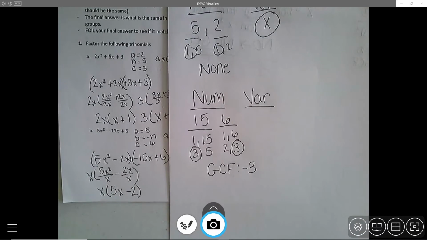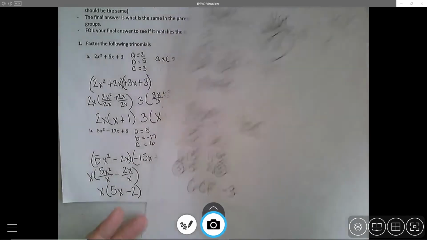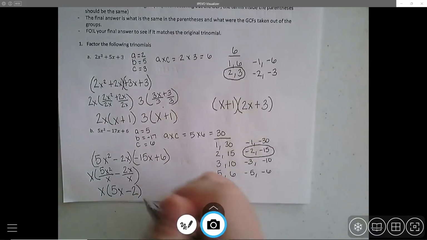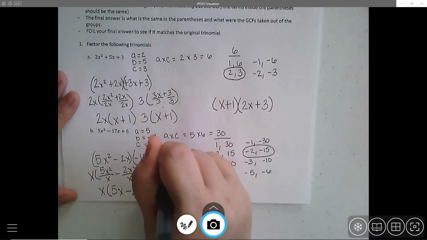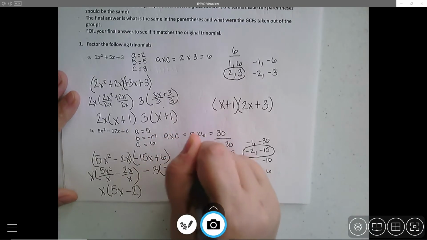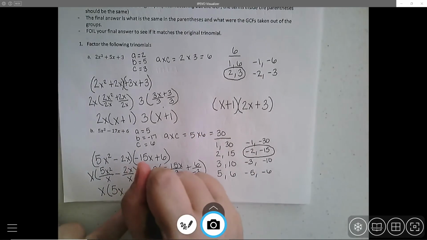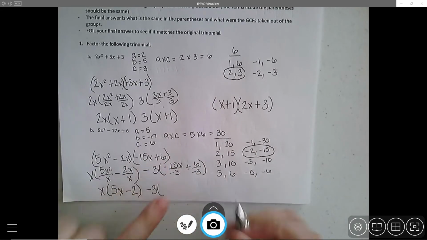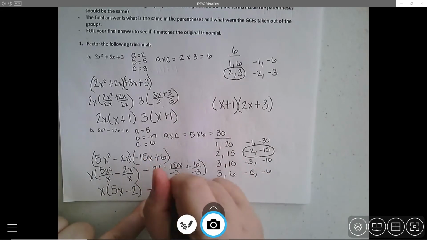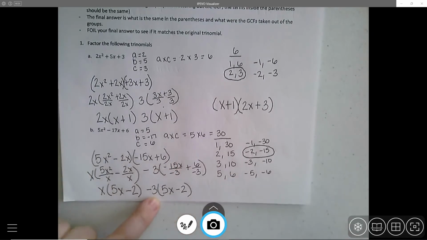Your leading term tells you whether you take out a positive or a negative. And then for my variable, they both don't have an x, so the only GCF is negative 3. So I'm going to write out in front my GCF, take what was inside the parentheses and divide by that GCF. So I divided everything by a negative 3. I have negative 3. Negative 15 divided by a negative 3 is a positive 5. I did nothing with the x's. 6 divided by a negative 3 is a negative 2.